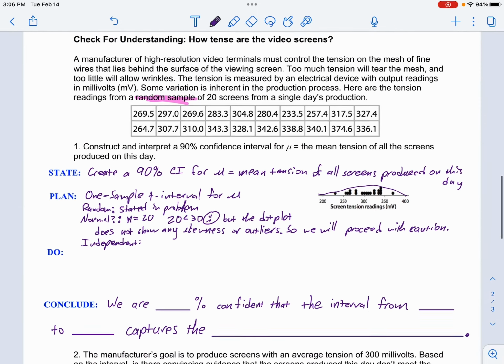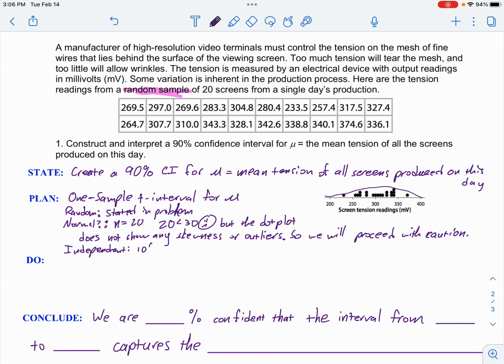What was our sample size? It was 20. So is 10 times 20, which is 200, less than the population of all screens made in a day? Here we'd have to make a little bit of an assumption. I'm going to put a check mark, like, yep. You could also maybe claim that the tension of one TV screen is independent of another's. Okay, but comment on it. Then we're going to do it.